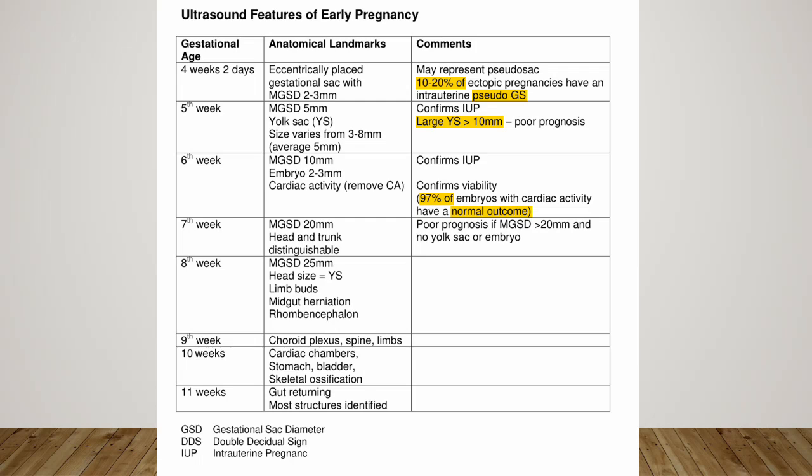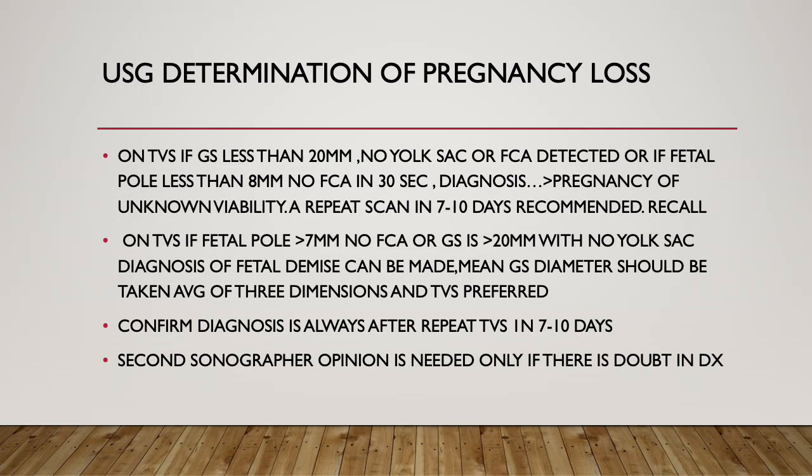At 8 weeks you should see features like head size, limb buds, midgut herniation. At 9 weeks you see the choroid plexus, spine and limbs. At 10 weeks you can see cardiac chambers, and at 11 weeks the gut is returning back to the abdomen. So this table is important for ultrasound features. The next is about pregnancy loss.